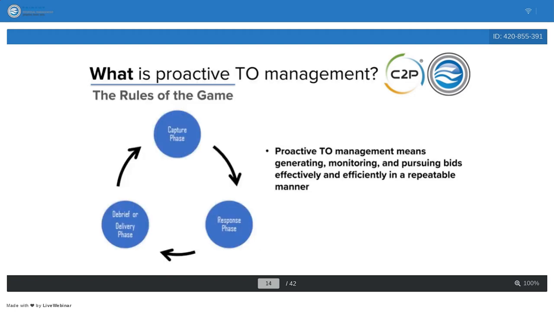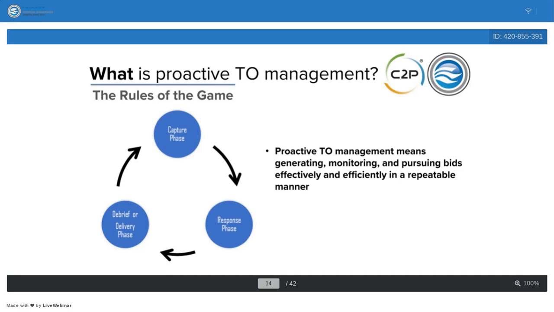Okay, so what we really want to talk to you about today, though, is this proactive task order management, and I want to start by just orienting people to what this means. When we are talking about task order management, we're talking about having a system that generates, monitors, and helps you pursue bids effectively and efficiently in a repeatable manner, so that you can respond to the right task orders. You know what the right task orders look like, and you increase your success of winning work by not getting distracted by all the other things.